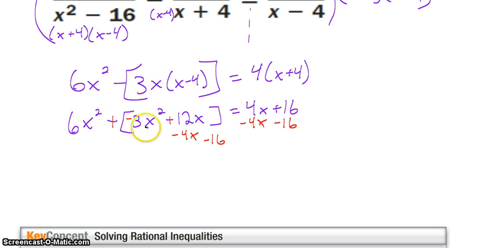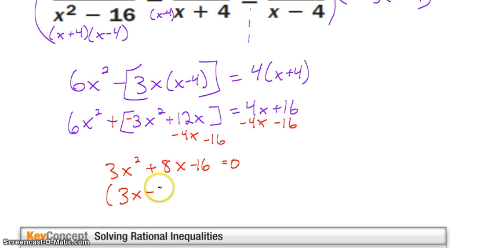So I've got 6x squared minus 3x squared, which just gets me 3x squared. A 12x minus a 4x, which just gets me 8x. Minus 16 equals 0. At this point I need to factor. They don't have a common factor, so I can't pull anything out. So I do just have to factor in whichever way you are most comfortable with, whether it is grouping it and turning it into 4 terms, or the x method, whatever you wish. So I get two values: x equals 4/3 and negative 4.